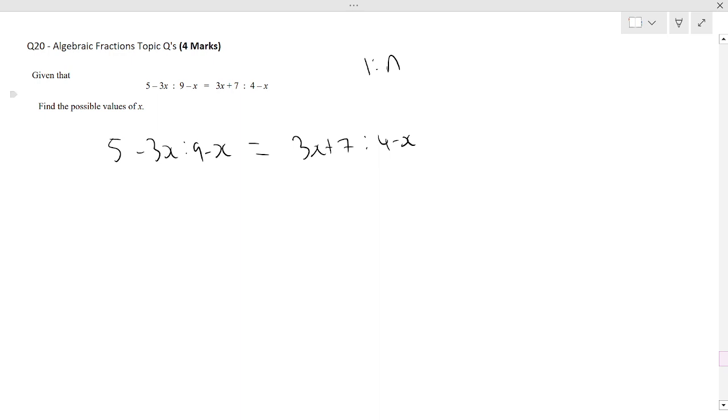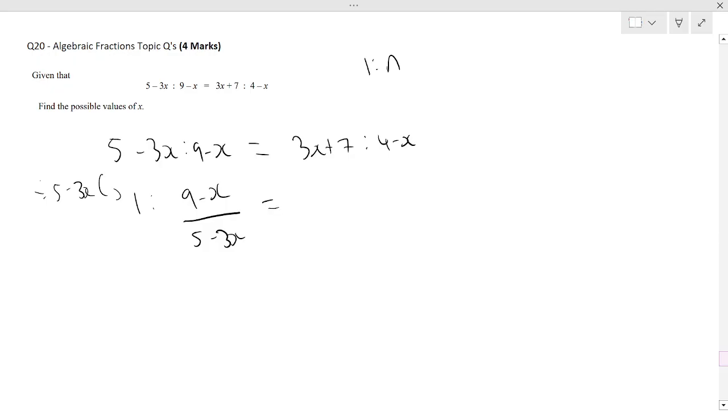And you'll see why. So how am I going to do that? Well, the first fact, I can just divide by the first number. So 5 minus 3x to both sides, that's going to be 1, because 5 minus 3x divided by itself is 1. And then you're going to have 9 minus x over 5 minus 3x divided by 5 minus 3x.